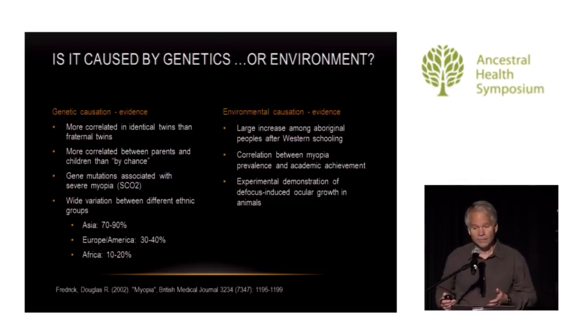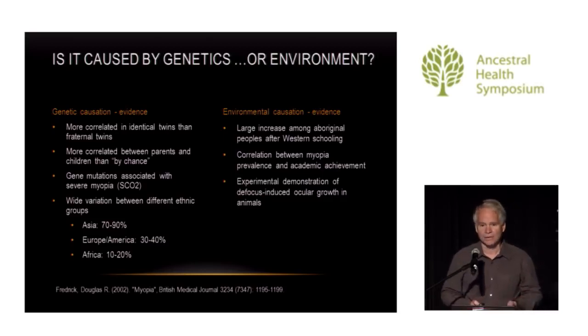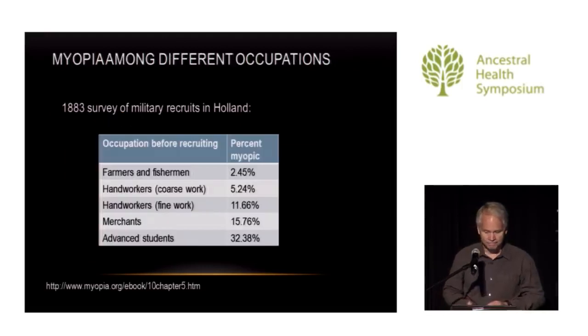On the other side, there's a lot of environmental factors. So, for example, there's been a large increase among Aboriginal peoples, for example Eskimos, once they were introduced to Western schooling. There's a correlation between achievement level in school or academic level and myopia, and there are some experimental demonstrations that defocus generated by close work is a cause of myopia, and we'll be getting into that in some detail.